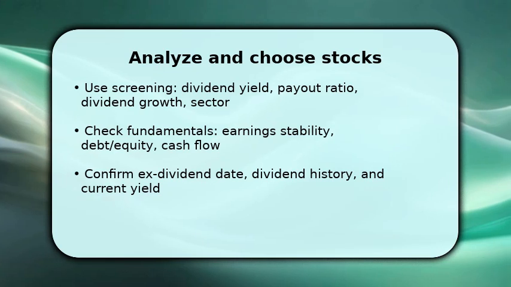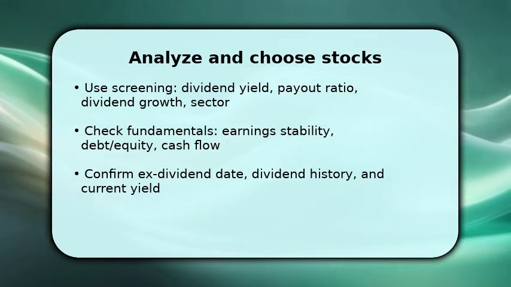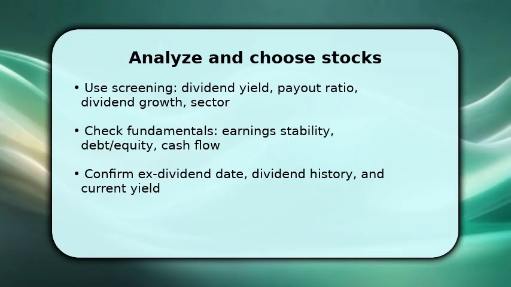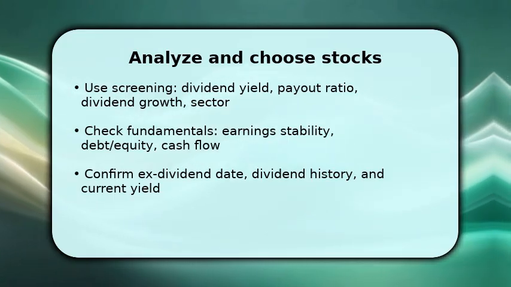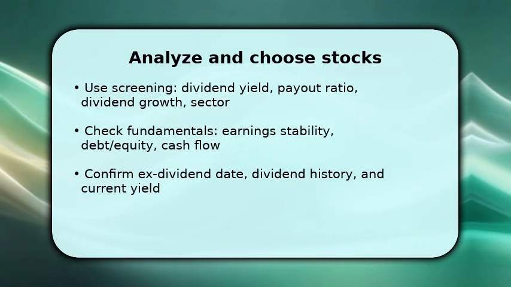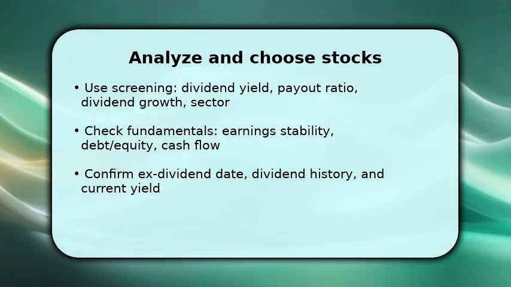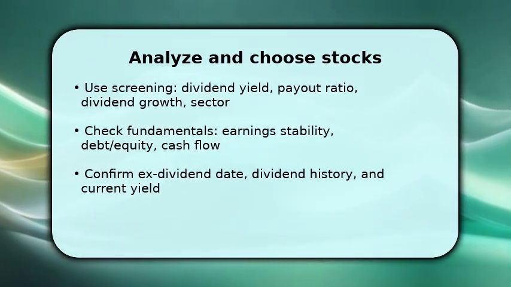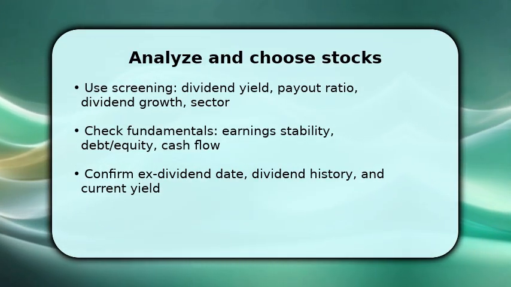Now you screen and narrow candidates. Use filters for yield, payout ratio, and consistent dividend growth. Then inspect fundamentals like free cash flow and debt to equity to ensure sustainability. Compare similar companies in different sectors to diversify and reduce concentration risk.